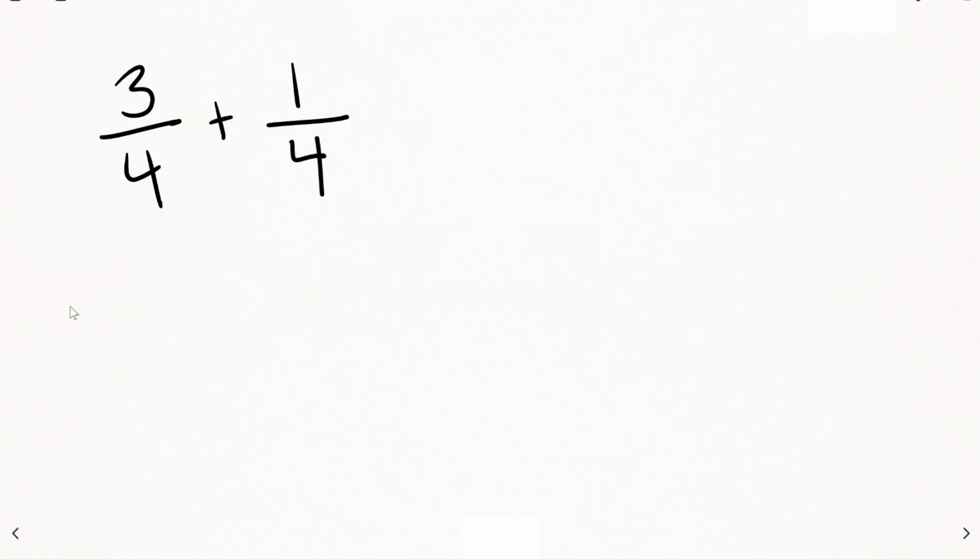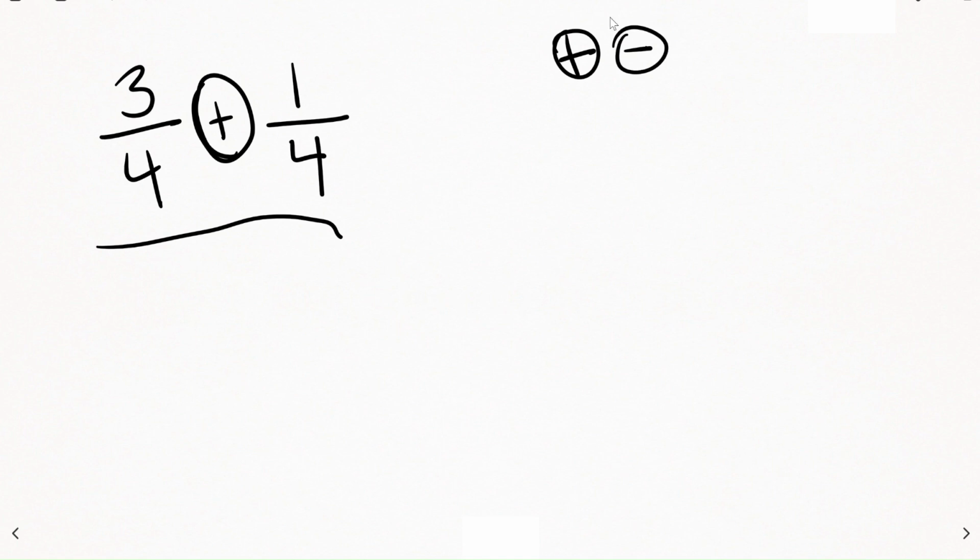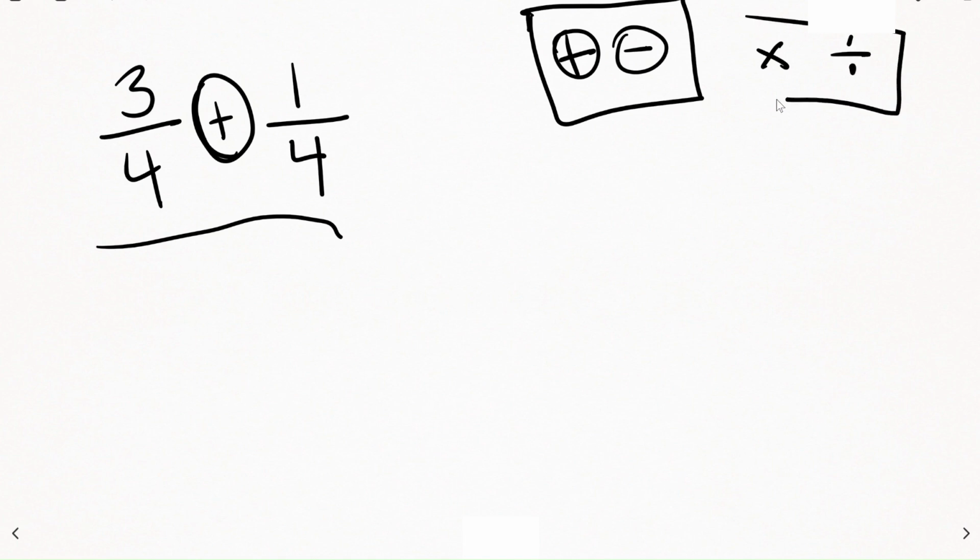Now, if we have an addition problem like this, 3/4 plus 1/4. And remember, addition and subtraction are brother and sister, and multiplication and division are brother and sister. And everybody's cousins with everybody else. So they're cousins to each other, but multiplication and division are brother and sister, and addition and subtraction are brother and sister. So each family has their own set of rules.